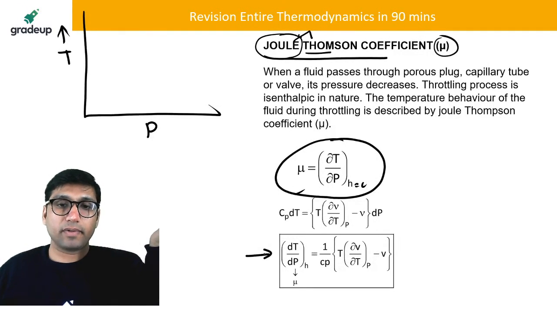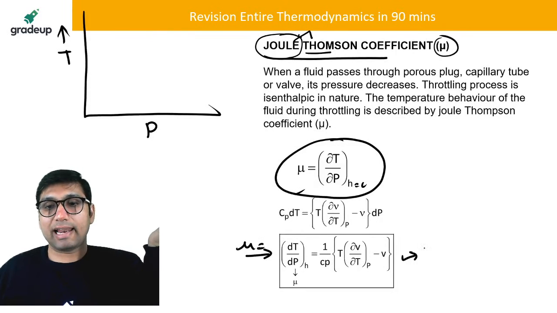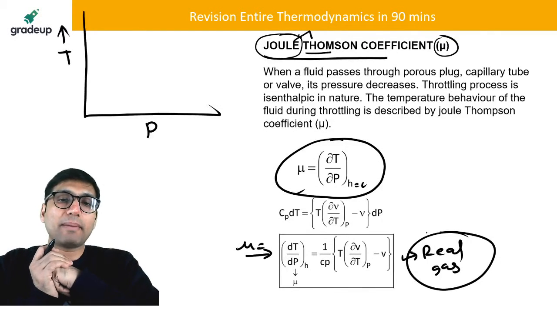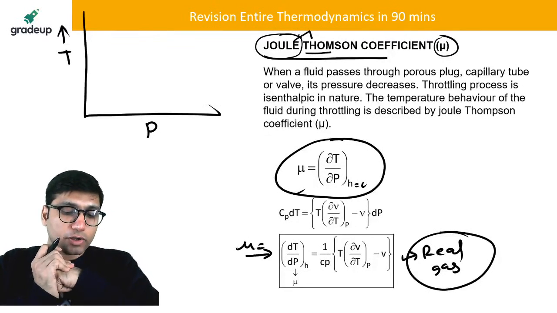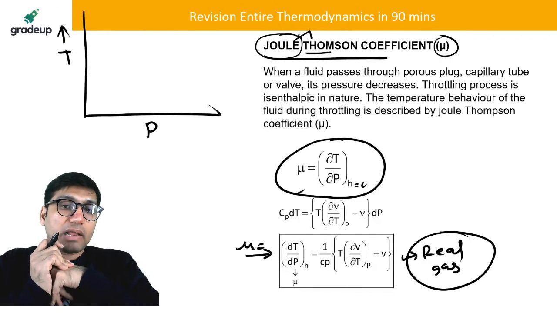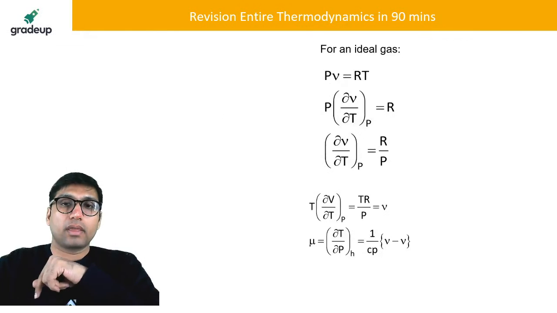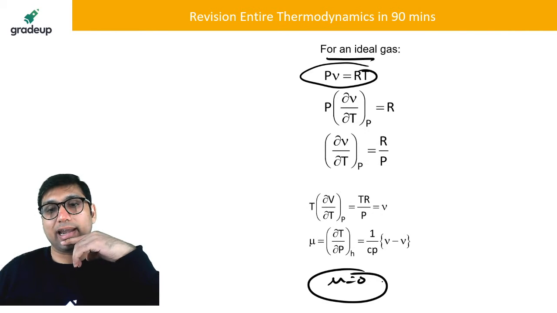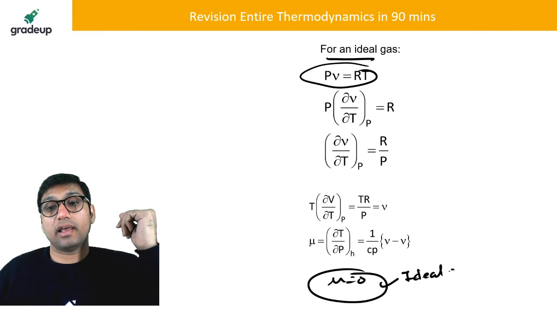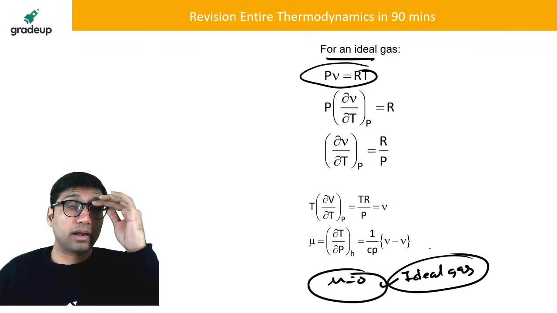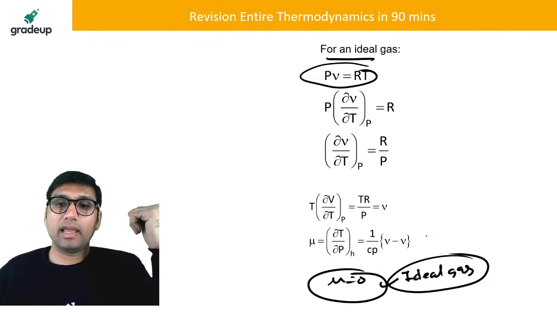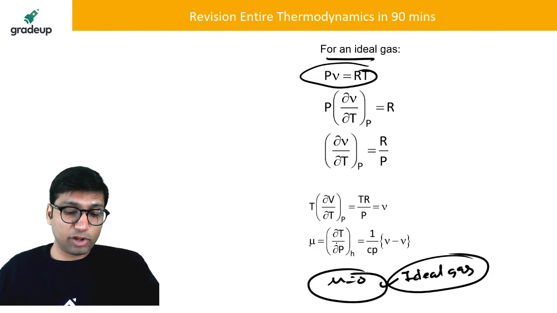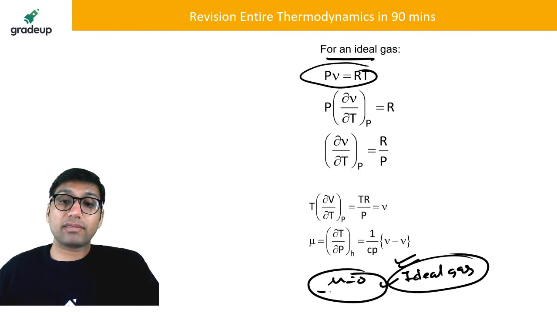This Joule-Thomson coefficient for a real gas is equal to 1 by Cp of T times del V by del T at constant pressure minus V. And for an ideal gas, Joule-Thomson coefficient becomes 0. This question came in GATE exam in 2020: what is the Joule-Thomson coefficient for an ideal gas? This simple question came in the GATE exam. Can you believe it? Joule-Thomson coefficient for ideal gas is 0.